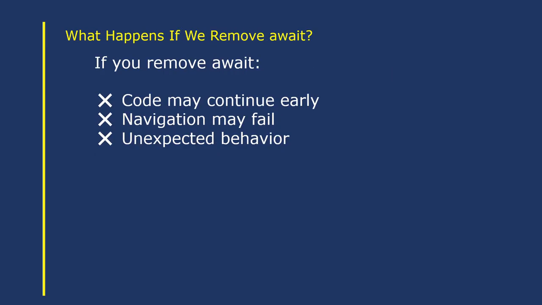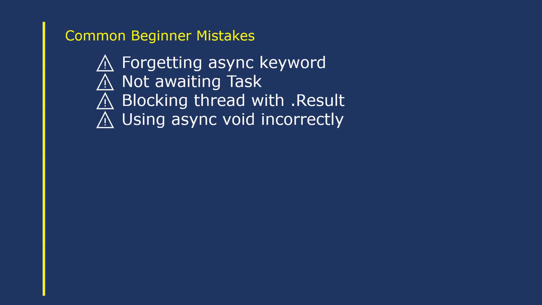Common mistakes include forgetting to mark a method as async, not awaiting a task, or using .Result, which blocks the thread. Avoid these patterns to ensure smooth app performance. As a best practice, use async Task instead of async void unless it is an event handler. Always await asynchronous calls and implement proper error handling.